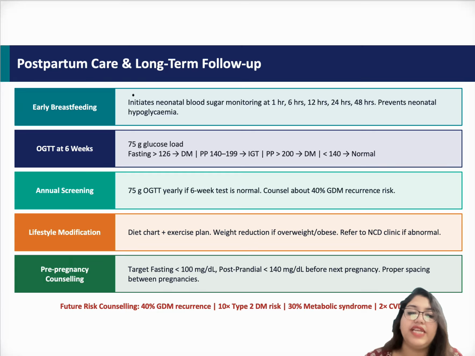Early breastfeeding has to be done. Initiate neonatal blood sugar monitoring at 1 hour, 6 hours, 12 hours, 24 hours, 48 hours. This prevents neonatal hypoglycemia. OGTT has to be done at 6 weeks, 75 gram glucose load.